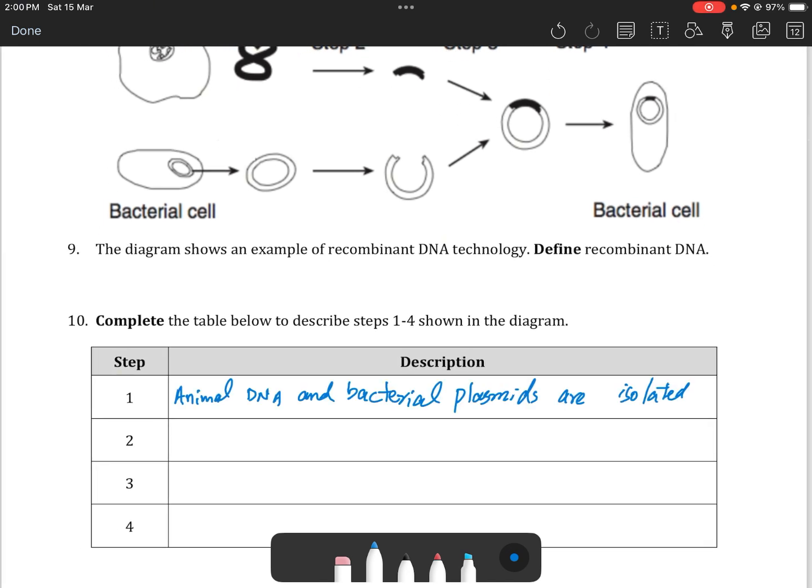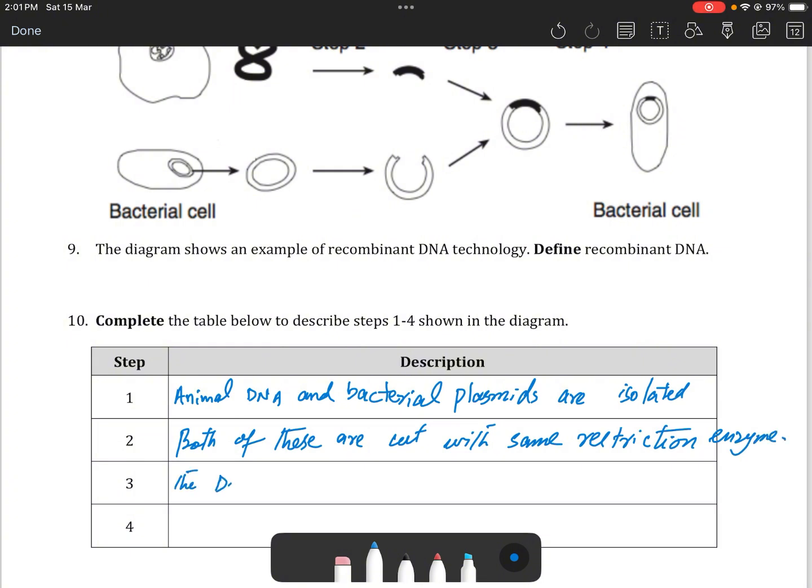Step number 2, both of these are cut with, remember to say, the same restriction enzyme. If you don't use restriction enzyme, you will lose the half mark. In step number 3, the DNA fragments of animal and plasmid, what is happening over here? Joined by DNA ligase. If you don't say DNA ligase, you lose another half mark.